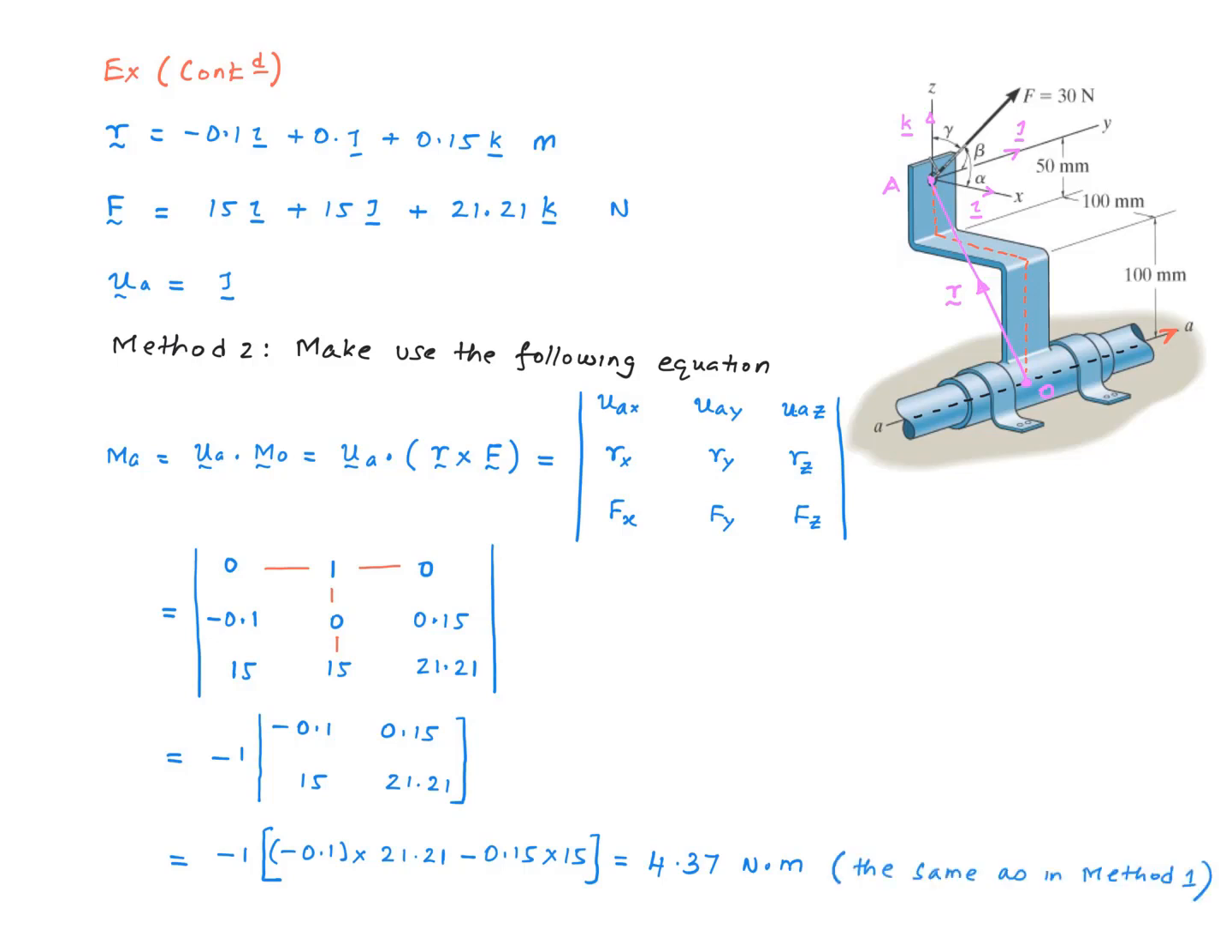Also note that when we found the MO vector, we had vectors over here, right? We had the unit vector i here, unit vector j here, unit vector k here, and then we ended up with the vector expression for MO. Whereas here, we don't have any vectors. These are all scalars, right? So these are all numbers, right? No vectors in this equation at all. And therefore, we end up with a number, basically a scalar for the moment about the a-axis, the way it should be.